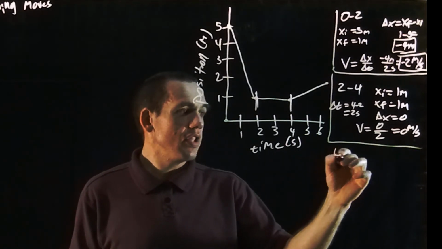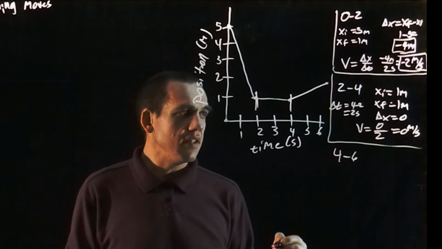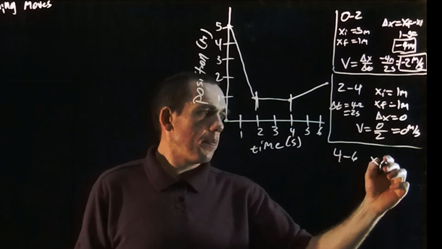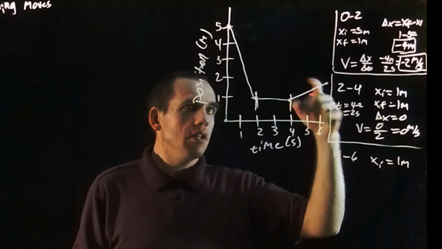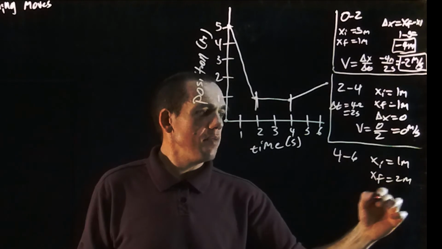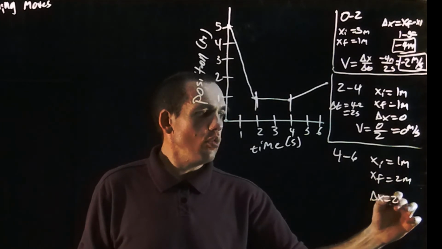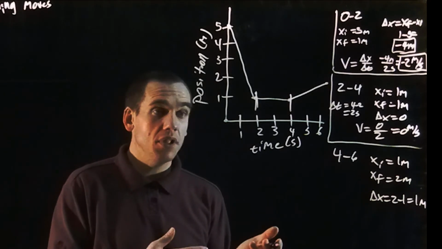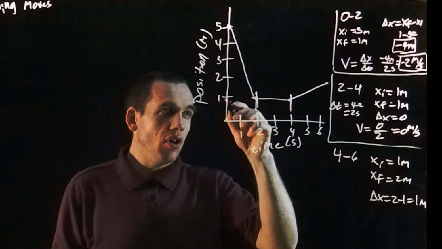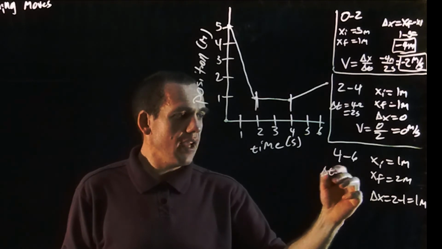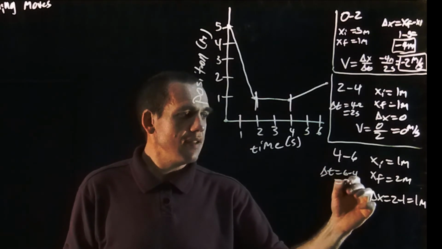Our last time interval is from 4 to 6 seconds. And from 4 to 6 seconds, we started at 1 meter, and we end at 2 meters. So our final position is 2 meters, which means our displacement is 2 minus 1, which equals 1 meter. So this thing moved positive 1 meter away, right? It started close and moved further away. There's our displacement, and it took our change in time, 6 minus 4, is 2 seconds.